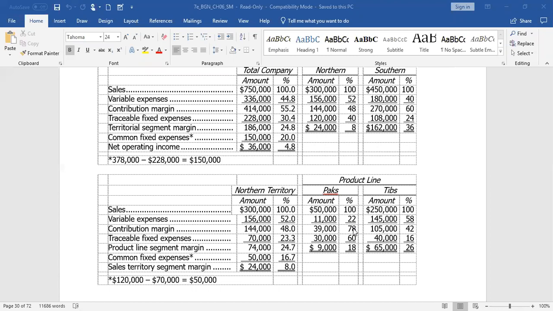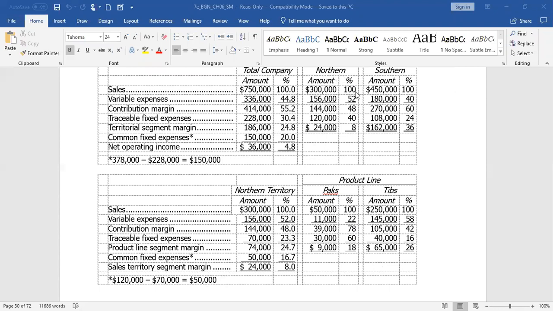It then gives us the traceable fixed costs for each one: 30,000 to packs and 40,000 to tips. And then the remainder of any fixed costs associated with the Northern Territory, which is 120, is common. So this is the resulting contribution income statements.